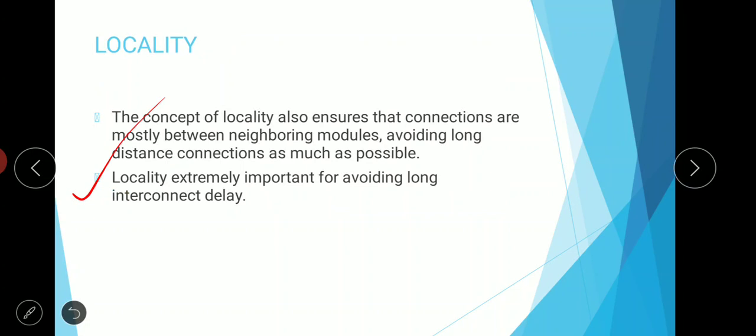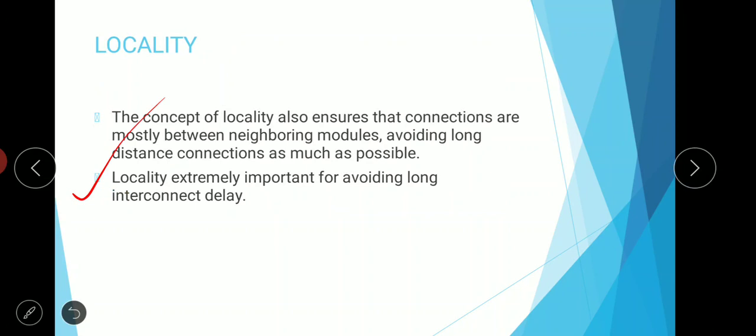So this interconnect delay is the difference between the time a signal is first applied to the device that is connected to the interconnect and the time it reaches the other device connected to the same interconnect. It is due to the finite resistance and capacitance of the interconnect. So as the length of the interconnect increases, the interconnect delay also increases. So we try to minimize the length of interconnect by making connections between neighboring modules.